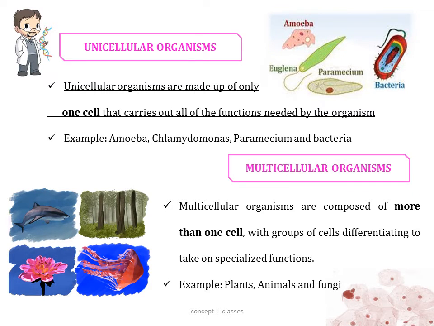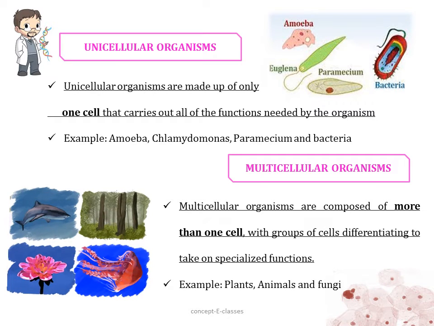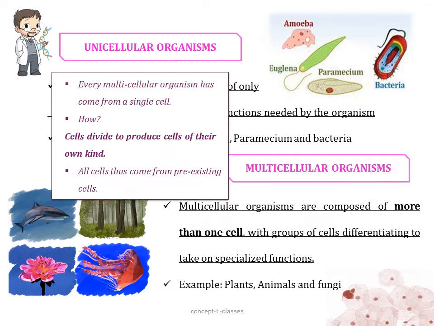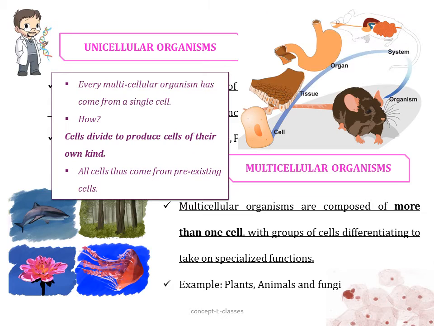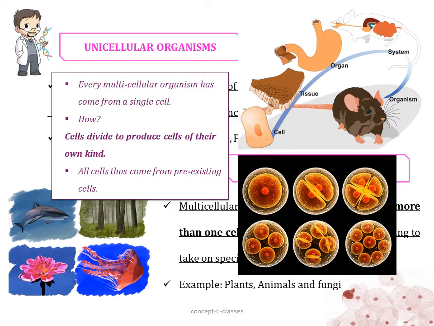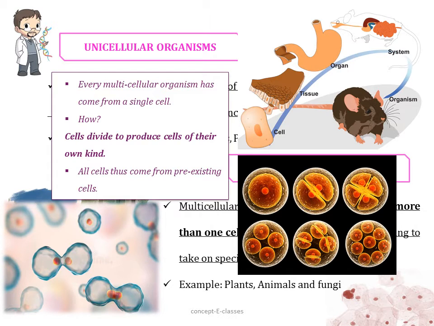Whereas multicellular organisms are composed of more than one cell. That is, many cells group together in a single body and perform different functions. Examples are plants, animals and fungi. Now every multicellular organism has come from a single cell. How? Because the cells divide to produce cells of their own kind. Thus we can say that all cells come from pre-existing cells.